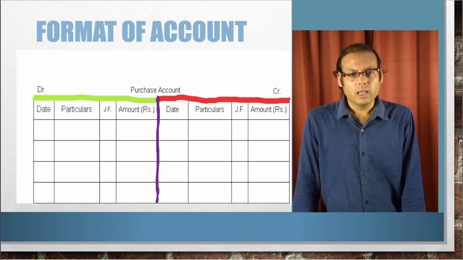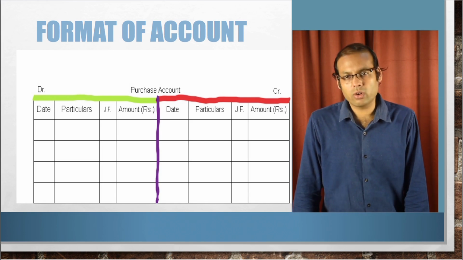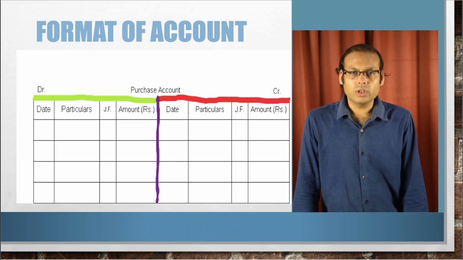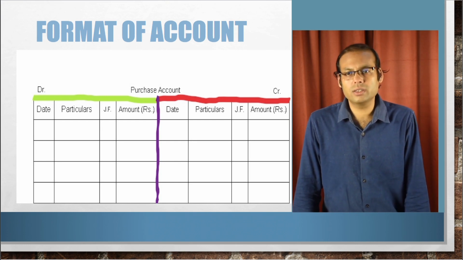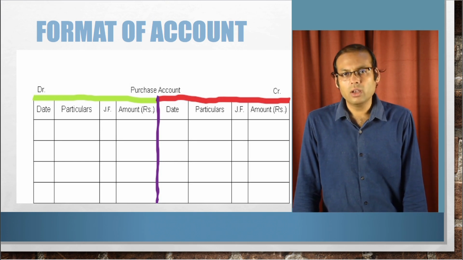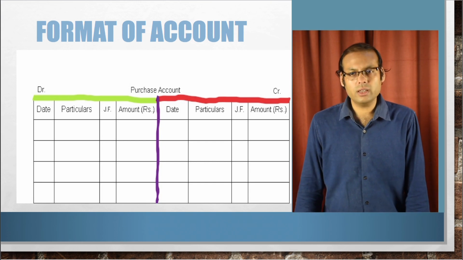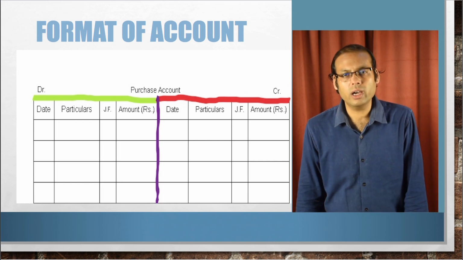Here we have written date, particulars, JF, amount, and the same thing we have recorded on the other side, that is date, particulars, JF, amount. So there are two sides of an account. One side is debit and the other side is credit. We have written it as DR, that indicates debit, and on the other side we have written CR, that is credit. And the same things, the columns are the same, date, particulars, JF, amount. Again on the other side, date, particulars, JF, amount. And this is the particular format that we follow in recording the transactions.